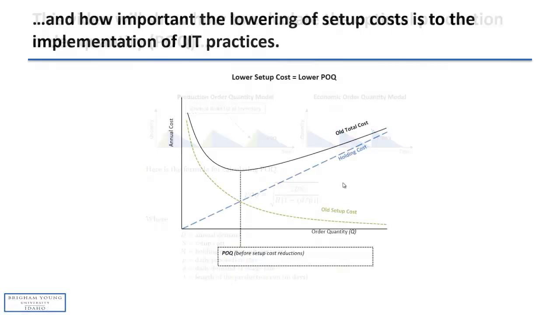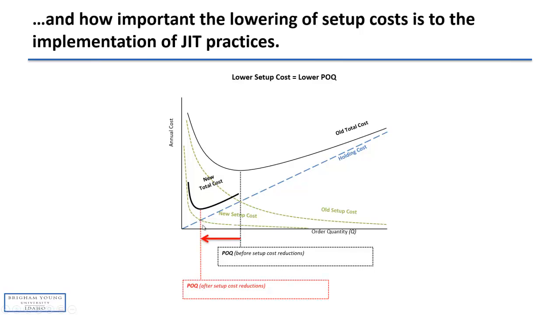We also want to highlight how important lowering setup costs is to the implementation of just-in-time practices, and we'll use this graphic to illustrate this point. If we can lower the setup cost, then we will shift to the left the production order quantity. In other words, we can economically produce in smaller batches.